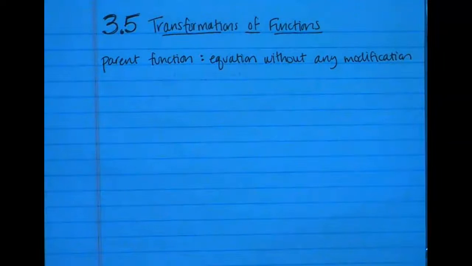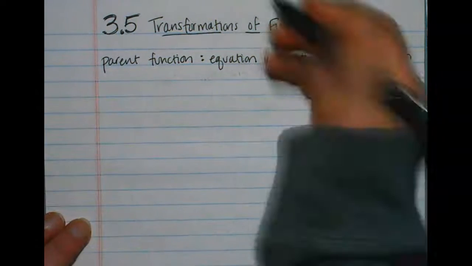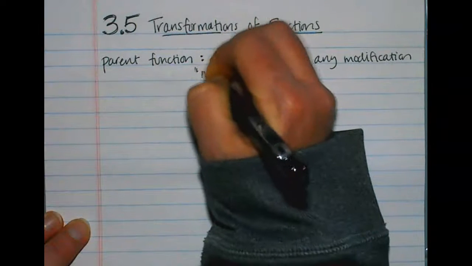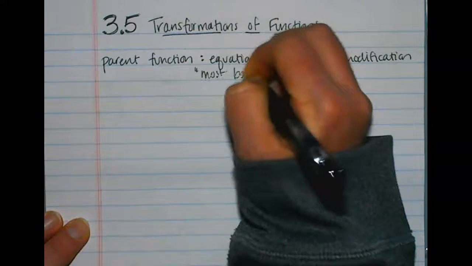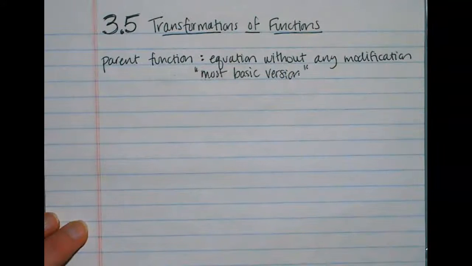It's the most basic version of a function. Most basic version. So it hasn't been moved left or right or up or down or stretched or shrunk or flipped over. So if you know what the parent function looks like, if you can pick that out, you can guess the shape and the domain and range from that.